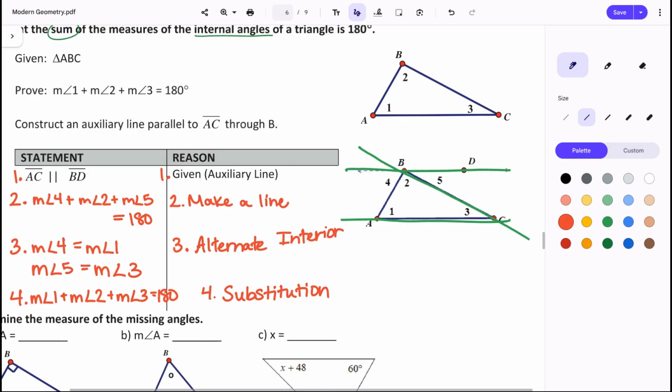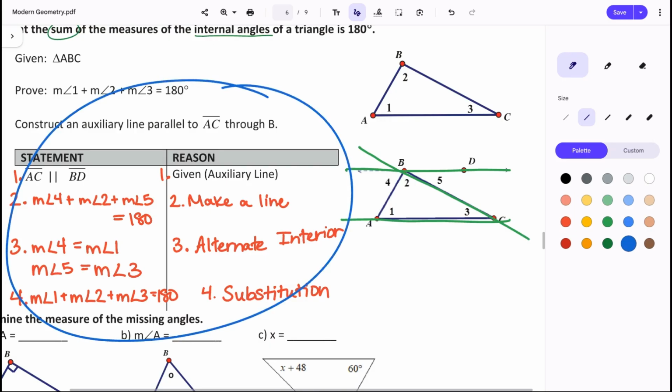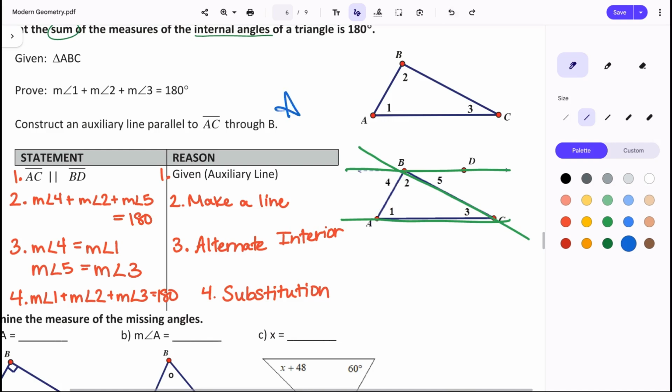Okay, but this proof, guys, is really important that you understand how it works and what it looks like, because you're going to see this proof show up on your test. And you're going to have to be able to replicate it, like write out the steps, write out the reasons. So I don't know how you need to notate that for yourself. Put a big star by this proof or something. You need to memorize that because it's going to show up on your test.